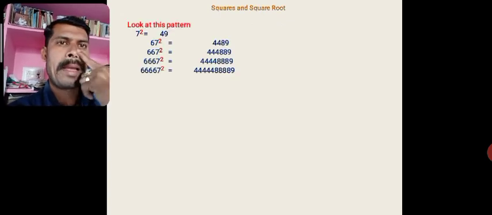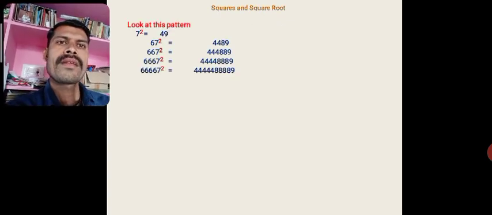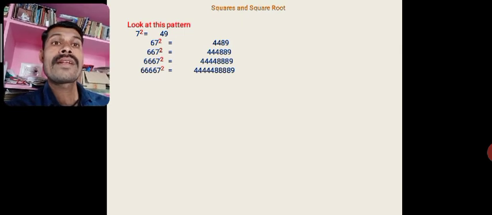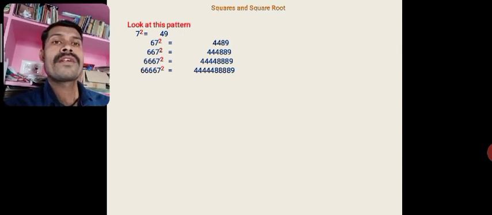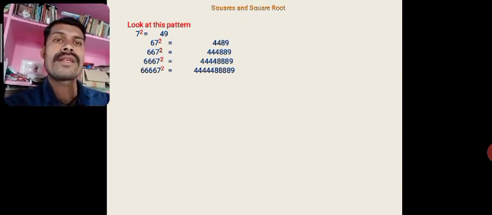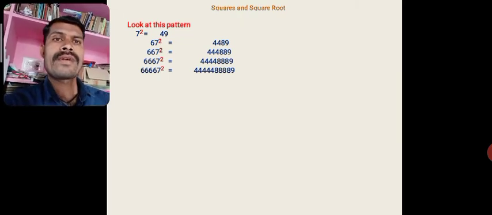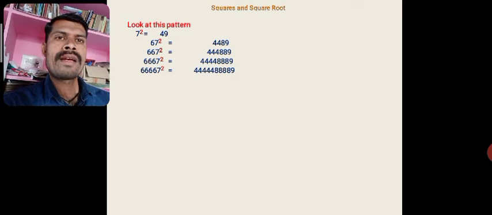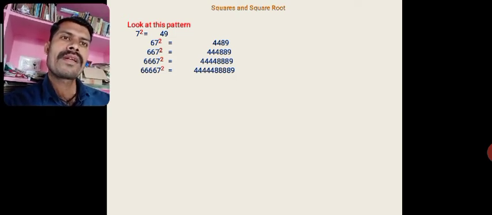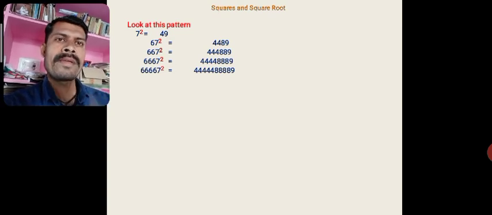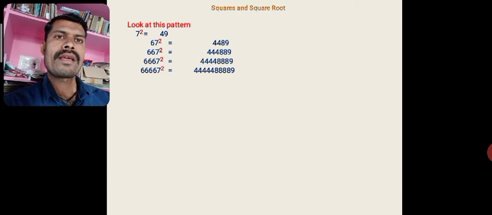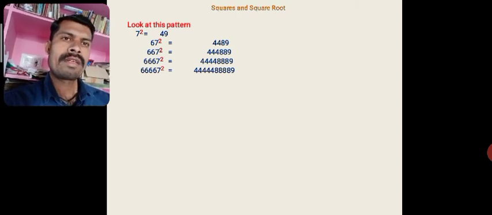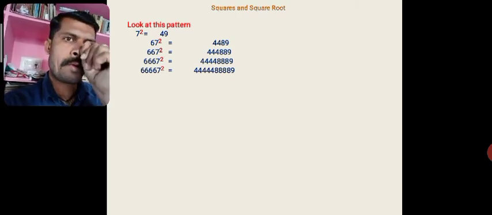You see, you can look at this pattern, how 7 plays an important role. 7, 6, 8, you see decreasing numbers. 7 square is 49, a 4 and a 9. Now 67 square: 1 less than 7 is 6, so 67 square gives a double 4, 8, 9. Unit place is the same. 1 less than 9 is 8. Again double the 4 here. So that pattern will continue.